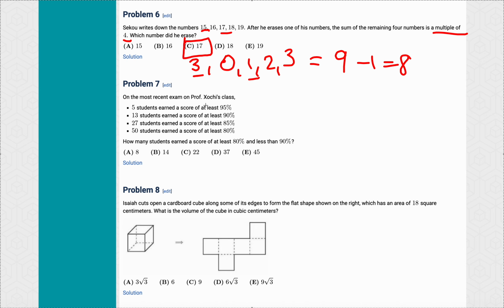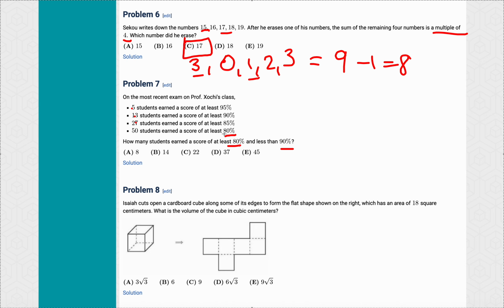On the most recent exam in Professor Zoshi's class, 5 students earned at least 95%, 13 at least 90, 27 at least 85, 50 at least 80. How many students earned a score of at least 80 and less than 90? And so the trap here is that these 50 students who earned at least 80% includes this 27, includes this 13, includes this 5, because they all earned more than 80%.